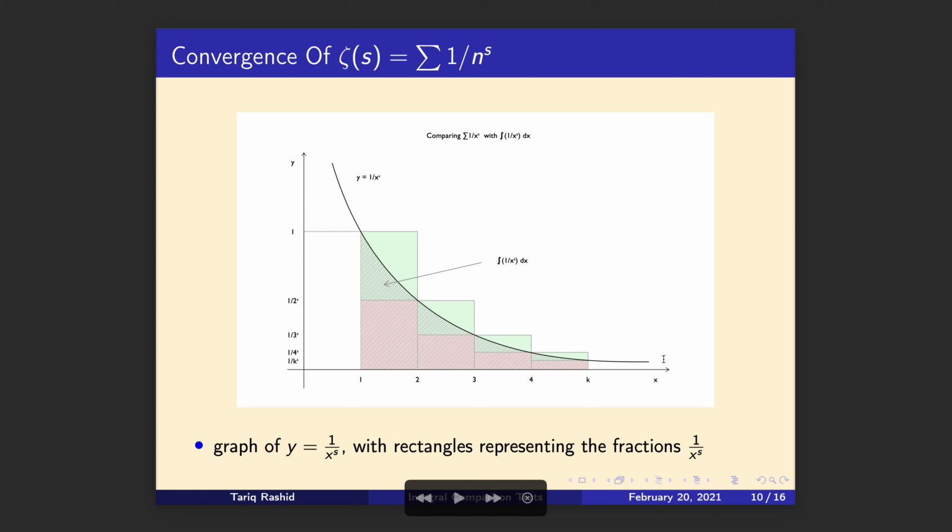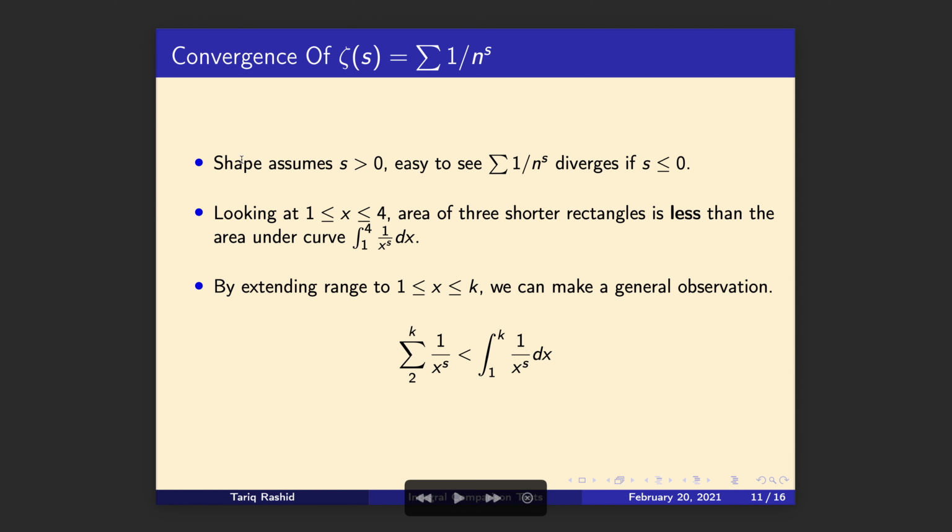Right, now let's go through our same process of thinking about the areas of the rectangles compared to the area under the curve. So looking at a small area just to get started between 1 and 4, the area of the 3 shorter rectangles, the pink ones, is less than the area under the curve. We've said that before. We can generalize and say from 2 to k of the discrete function 1 over x to the s is less than the area under the curve 1 to k of 1 over x to the s.